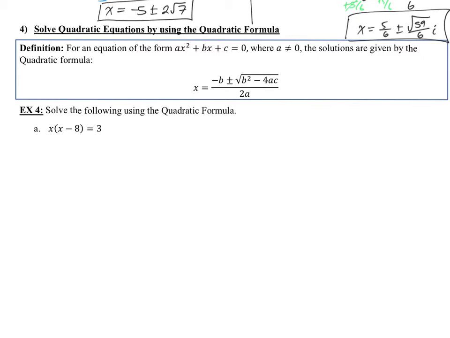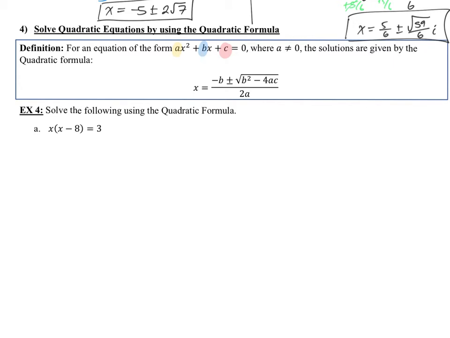So we have the definition for an equation in the form, which we've seen before. The solutions are given by the quadratic formula. x equals negative b plus or minus the square root of b squared minus 4ac all over 2a. So the basic plan for this, get your equation into this form. It's a different form than the other ones we've been working with. And then from there, the value next to the x squared is your a. The value next to your x to the first power is b. And the value without a variable is c.